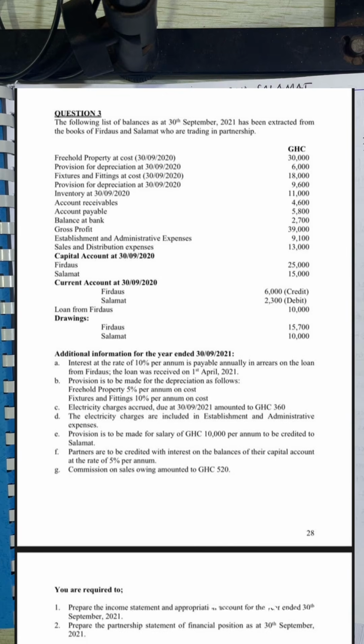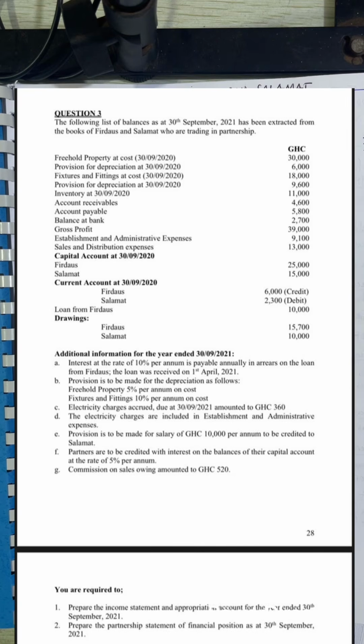Capital accounts at the 30th September 2020. Firdaus, Salamat, we have current account. With respect to the current account, Firdaus is having a credit balance. That means her current account is having a positive balance, but Salamat is having a debit balance of 2,300, which represents a negative balance. Loan from Firdaus, 10,000, and drawings.